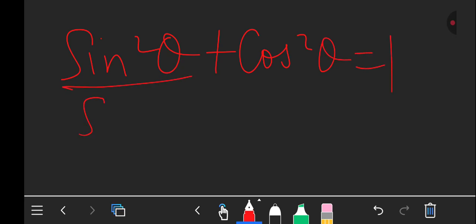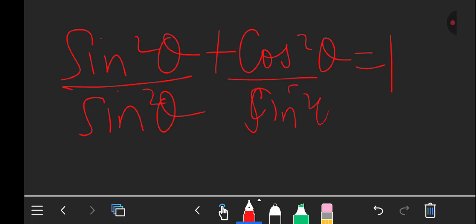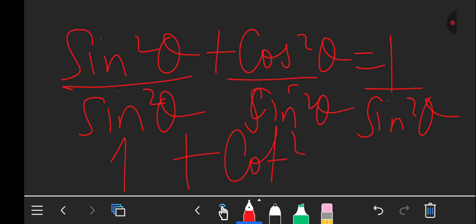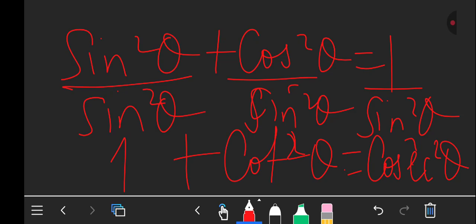Now what if we divide everything by sin squared theta? So we're going to have sin squared theta divided by sin squared theta, that is just 1, plus cos squared theta over sin squared theta. We said this is simply cot squared theta. Okay, cos over sin we said is cot, then 1 over sin theta we said it is cosec, so this will be cosec squared theta. So we've derived another identity, which is 1 plus cot squared theta is simply cosec squared theta.